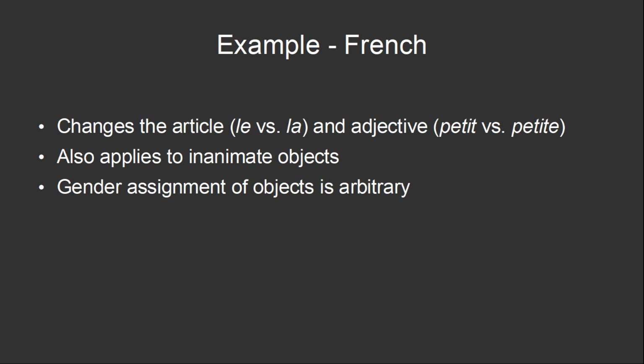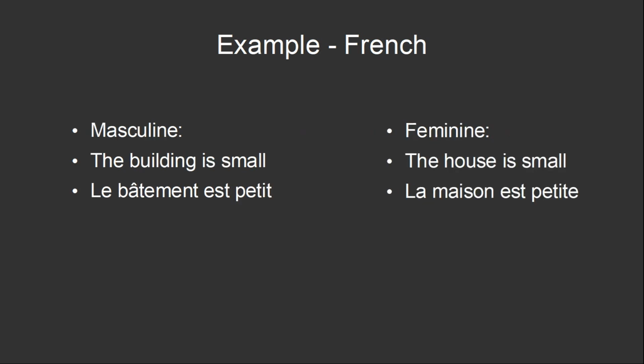This assignment is arbitrary and is not based on any properties of the nouns. So when talking about a building, the masculine form is used, le bâtiment est petit. But when talking about a house, the feminine form is used, la maison est petite.